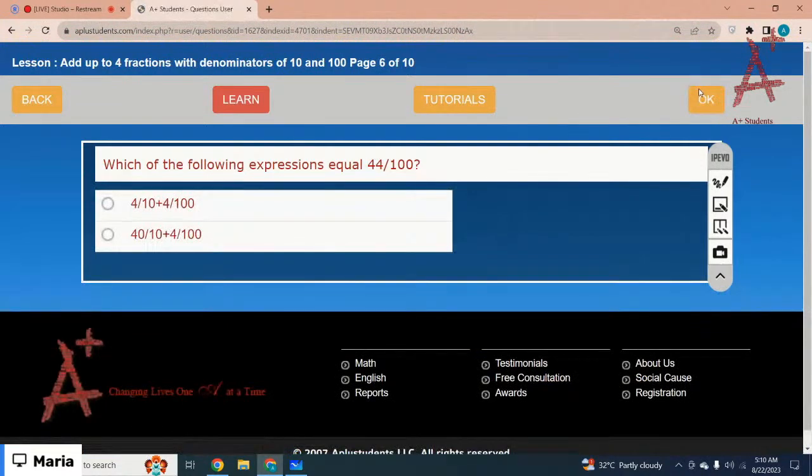Which of the following expressions equals 44 over 100? Which is the correct option? Option 1 or option 2? Think and then answer. Which is the correct option? That would be option number... Yes, very good. That would be 1. You can see 4 by 10 and 4 by 100. Option number 1 is the correct option. Very good.